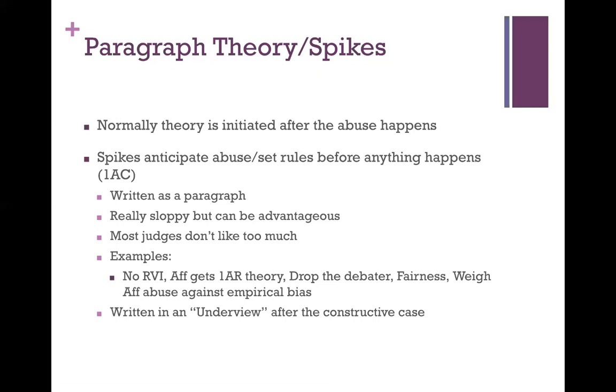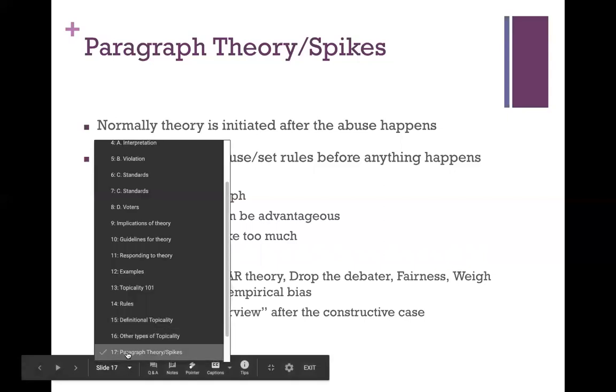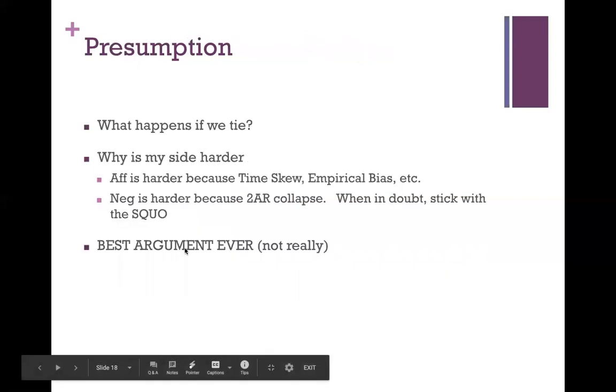These are written as a paragraph, really sloppy, but can be advantageous. Most judges don't like them too much on the local circuit, but on the national circuit, judges usually like them. They're fine. Examples would be: no RVI, AFF gets a 1AR theory, drop the debater, fairness, weigh AFF abuse against empirical bias. And this is written in an underview after the constructive case. I think, okay, presumption. Yeah.